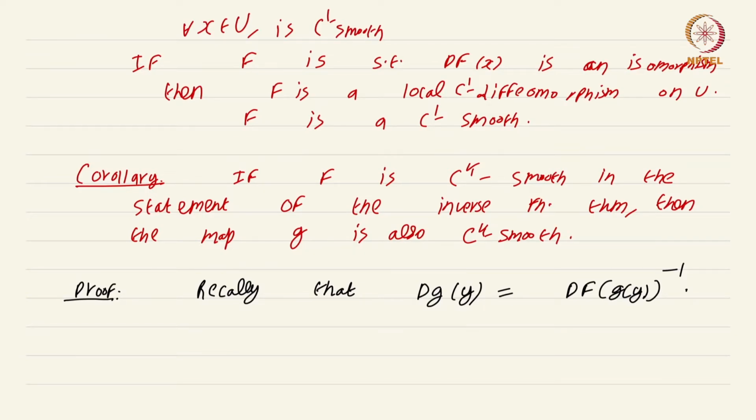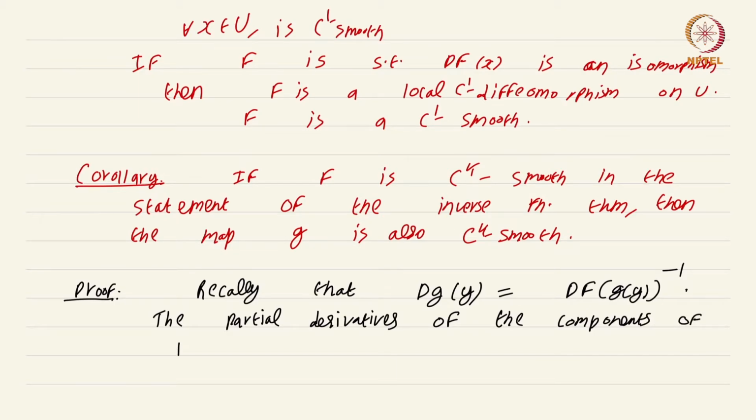Okay, now our hypothesis is that the partial derivatives of the components of F exist up to order k and are continuous. This is essentially our hypothesis on the map F, saying that F is CK smooth means all the coordinate mappings are going to have partial derivatives up to order k, and all these partial derivatives are continuous. Now how can we use that?